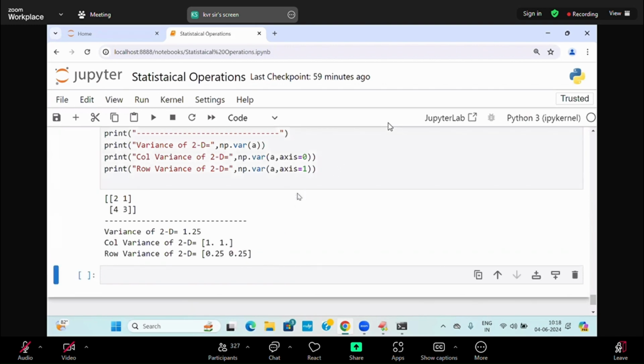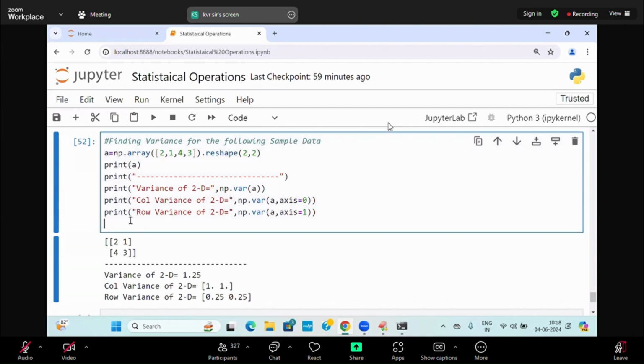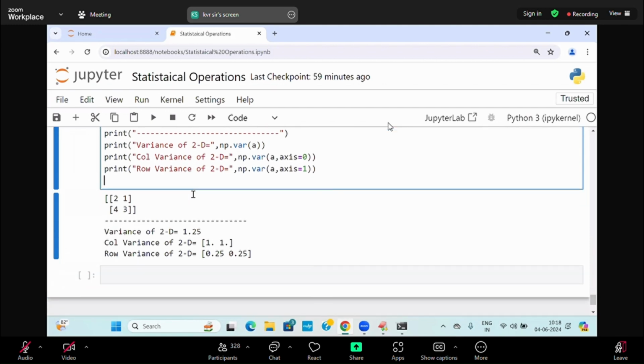0.25, 0.25. This is called what? Row variance. Are you able to follow? This is called row variance, and then column variance, we got it. This is related to the concept of variance. Any difficulty? No difficulty. I'll show the variance formula also for you; I will open it and show you that.